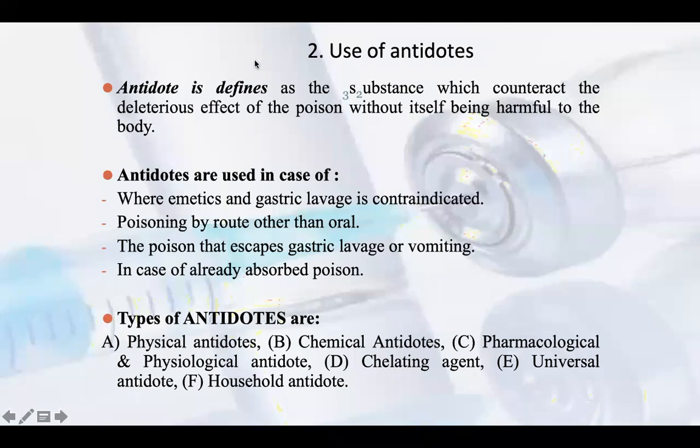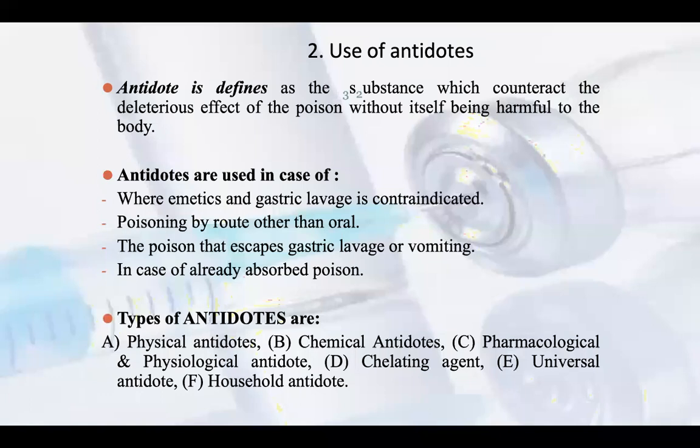So again, repeat that one. Antidote is defined as the substance which counteracts the deleterious effect of the poison without itself being harmful to the body. These antidotes are used when emetics and gastric lavage are contraindicated. In conditions when emesis and gastric lavage is contraindicated, then antidotes are applied.